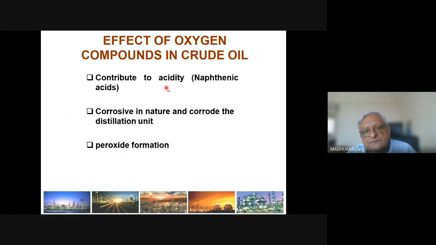The major effect of oxygen compounds is because of the naphthenic acids, which are carboxylic acids attached to a long alkyl chain or a naphthene ring. And these acids create corrosion. It is because of the carboxylic acid. So these are something that we have to deal with. We can't remove them during crude distillation, so we add corrosion inhibitors, etc., and monitor the corrosion.